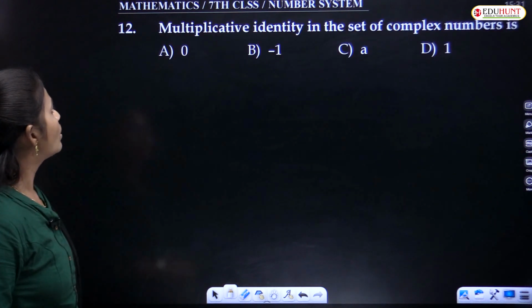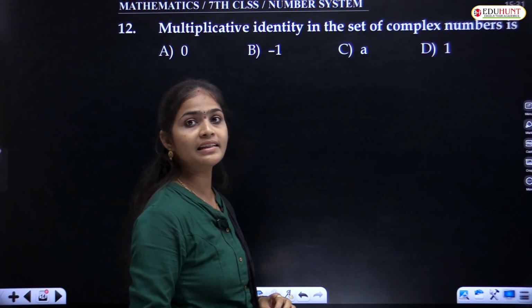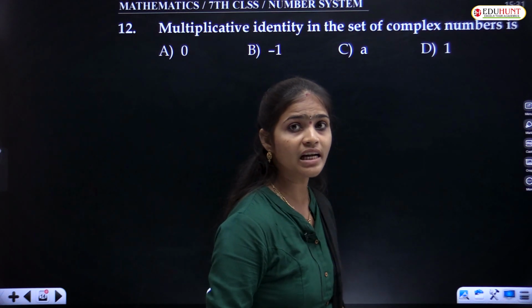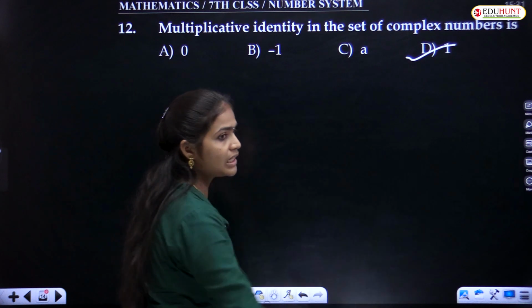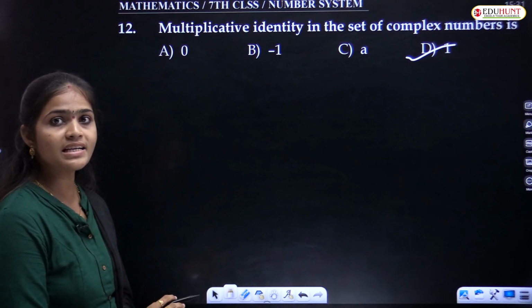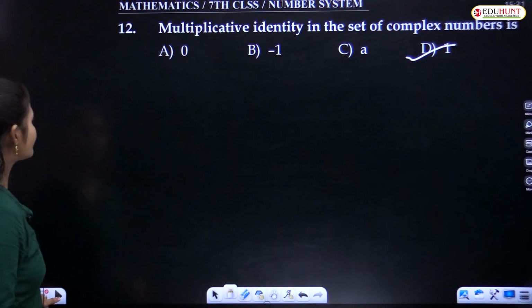After that, multiplicative identity in the set of complex numbers. I told you that in any type of numbers, the multiplicative identity is always 1 only.